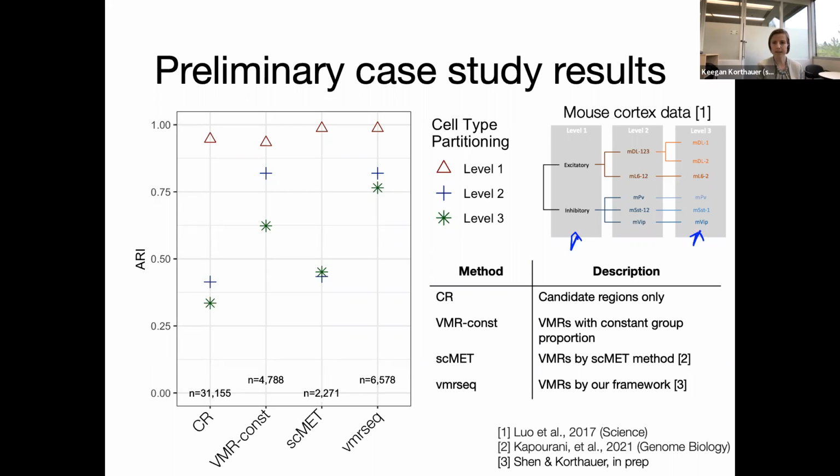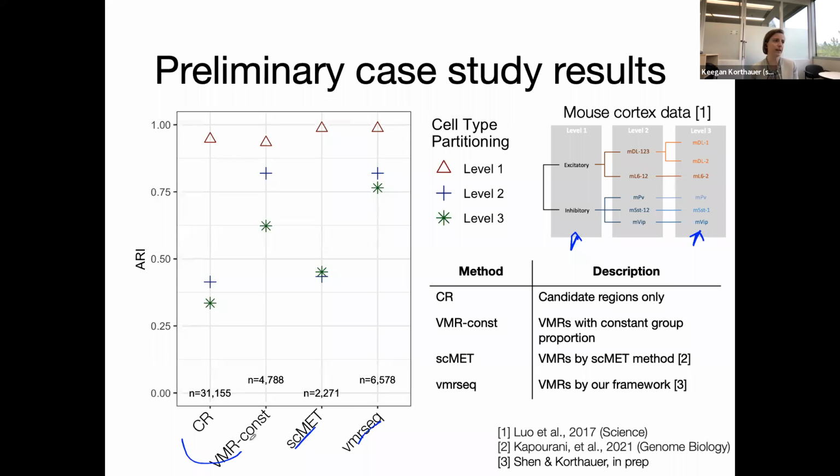And in an unsupervised analysis, we evaluated the ability to recover these cell type labels using adjusted Rand index as the measure, and compared our approach VMR-seq with the existing approach SC-MET, as well as 2 more simplistic versions of our approach. One doesn't do the VMR calling at all, it just uses the first stage of the candidate regions, as a sanity check that we do better by being more selective than that. And then also an approach that's similar to VMR-seq, but doesn't allow that proportion of subgroupings to vary. So it ultimately just assumes there are 2 subgroups.